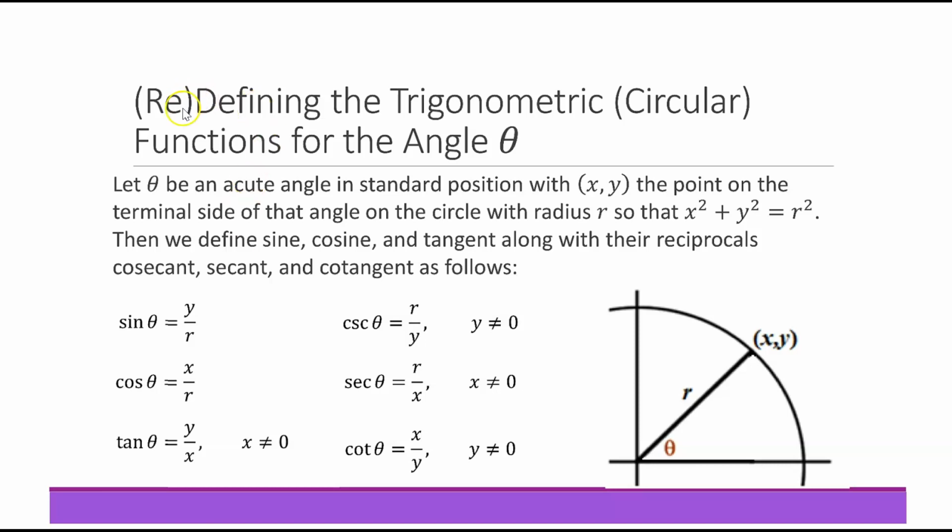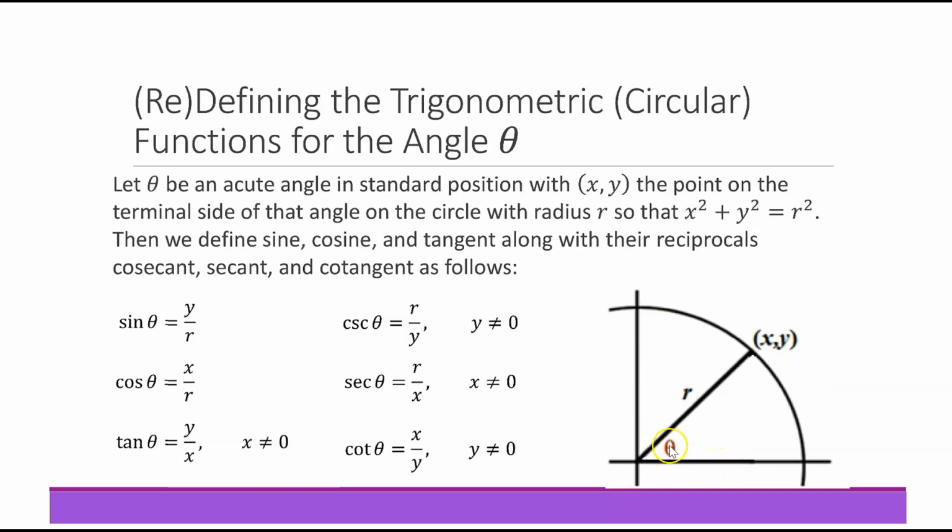But now we want to redefine the trigonometric or circular functions for the angle theta, where theta is going to be an angle in standard position. So we're going to let theta be an acute angle in standard position with x comma y, the point on the terminal side of that angle on the circle with radius r, so that x squared plus y squared equals r squared. So let's pause and take a look at the corresponding image.